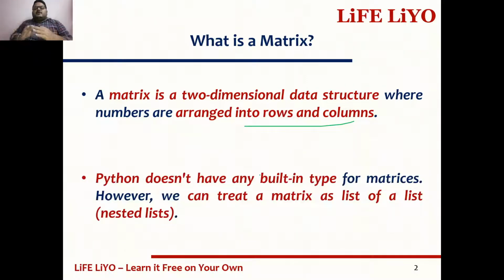In Python, we don't have any built-in types for matrices. However, we can treat these matrices as nested lists. What do you mean by a nested list? A nested list is nothing but a list which has lists as its elements. A list inside another list is called a nested list.